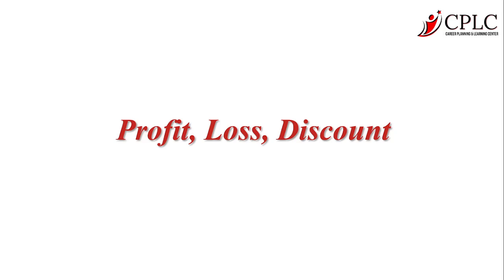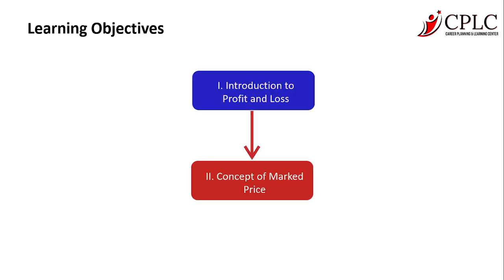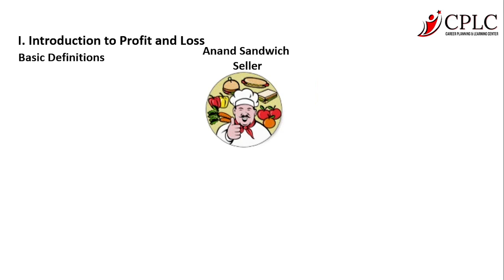So let's first begin. Let's first try and understand in a very simple manner what exactly is profit, what exactly is loss, etc. So let's take a simple example. For example, let's assume this guy, Anand, a sandwich seller. He wakes up every day in the morning, goes to the market to buy all the raw material that is required to make the sandwiches, which can be bread, butter, cheese, vegetables, etc. And using all of that raw material, he makes the sandwiches and sells them in the evening. So let's assume a few data points.